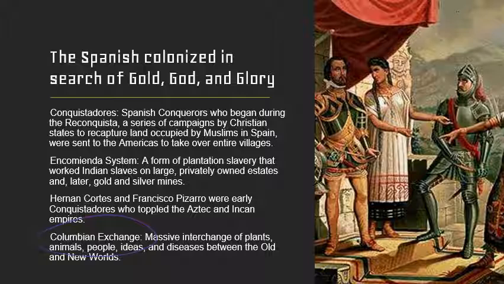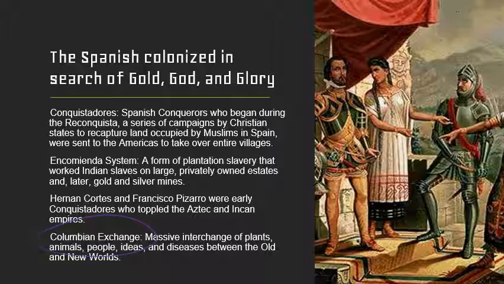is disease. Whether intentionally or unintentionally, what kind of ends up happening is these natives are exposed to diseases from Europe that have never existed in the Americas. And so they're more susceptible to them. They don't have any immunities to these diseases. And so they are going to die off very, very quickly.